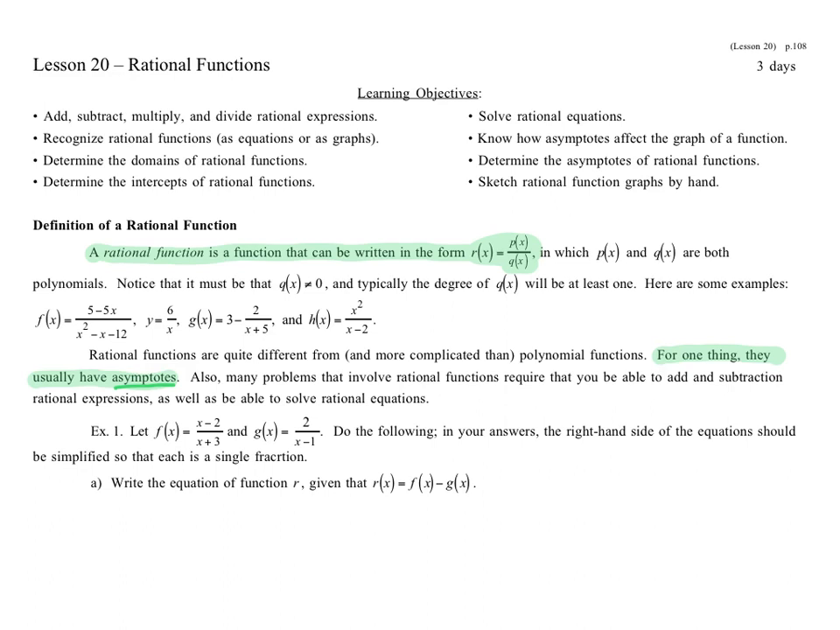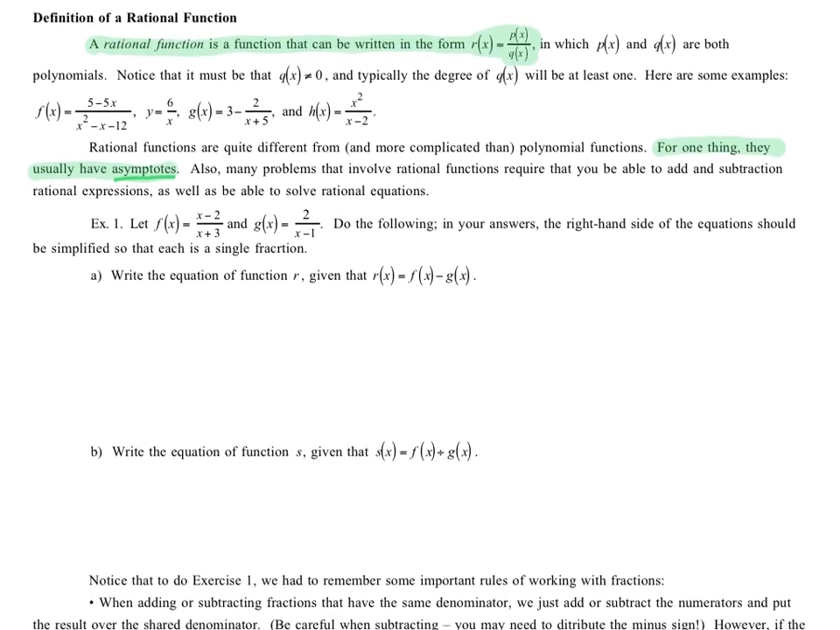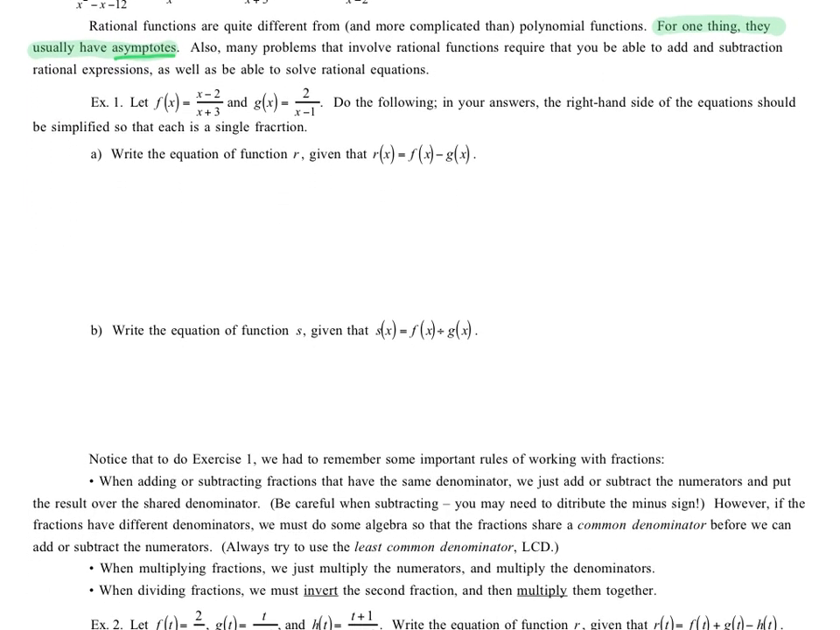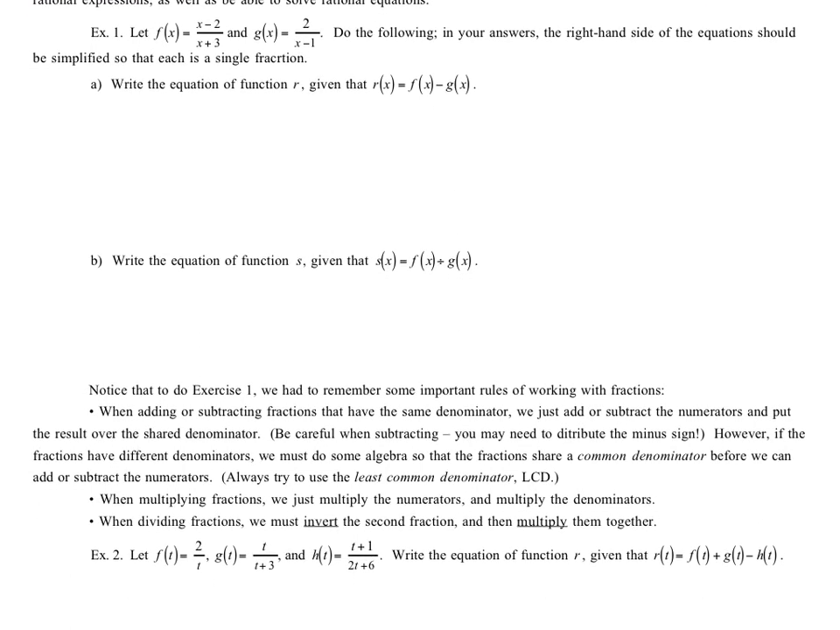Before we begin analyzing rational functions, we're going to do a little bit of algebra review. We're going to talk about things such as adding and subtracting fractions, multiplying and dividing fractions, and solving fractional equations. In example 1, we are given two rational functions, f and g. As you take a look at the directions, you will see that what we're supposed to do is subtract these two functions to create a new function, function r. Then in part b, we'll divide the two functions to create function s.